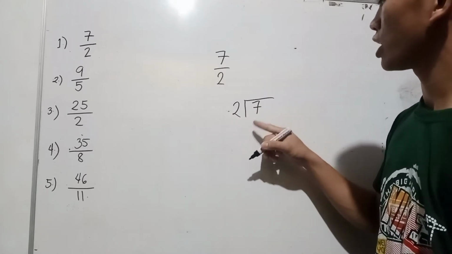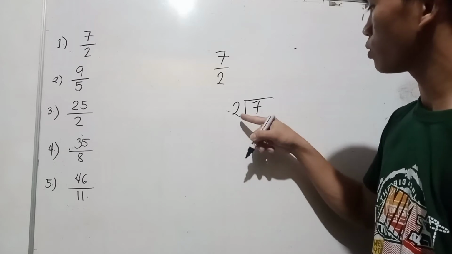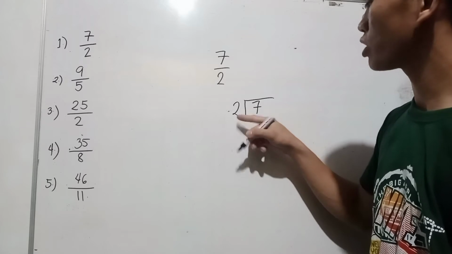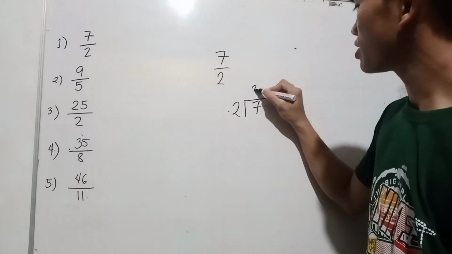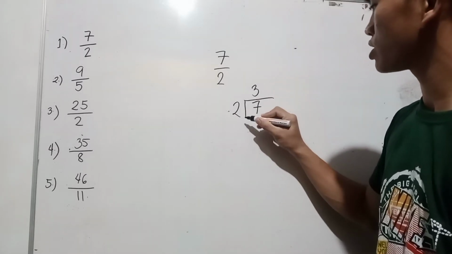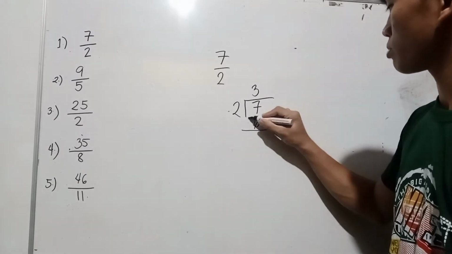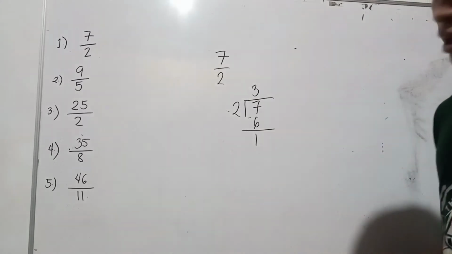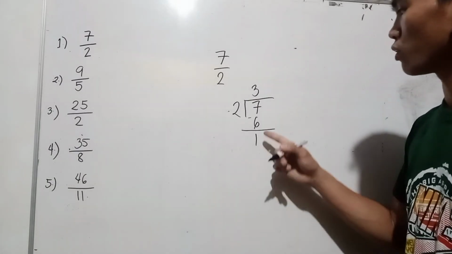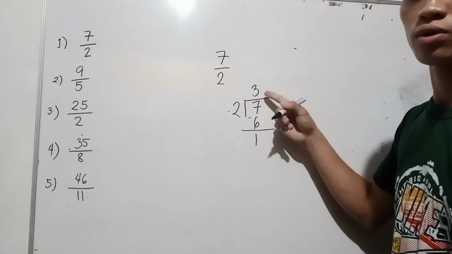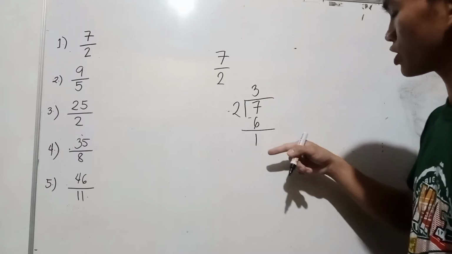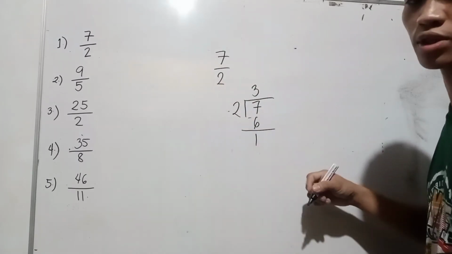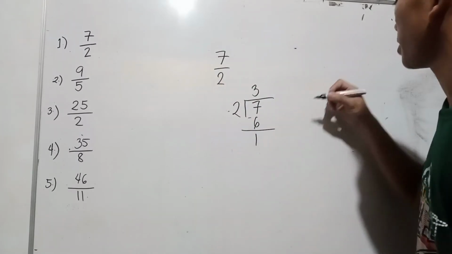In dividing integers, we need to think of a number which, when you multiply it by 2, is lesser than 7. So, the answer is 3. 3 times 2 is 6. And when you subtract this, the remainder is 1. When this is done, you will easily know the mixed fraction of the expression 7 halves.